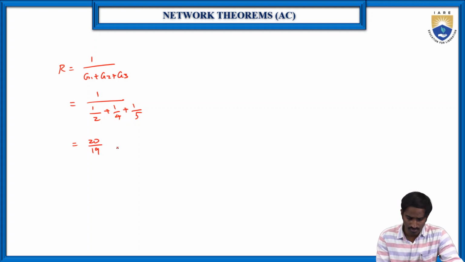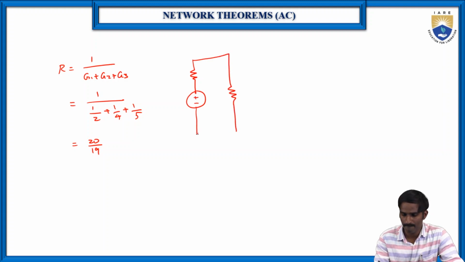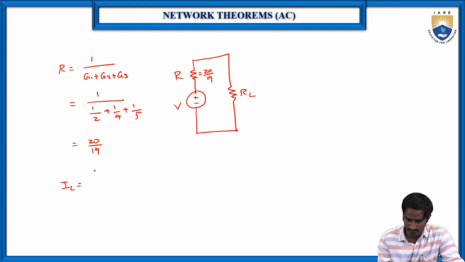Right. So now, of course, the circuit is like this, plus minus, and here it is RL. So here it is RL and here it is R value and here it is V value. So substitute here. Here R is equal to 20 by 19 and V is equal to, then IL is equal to V by R plus RL.